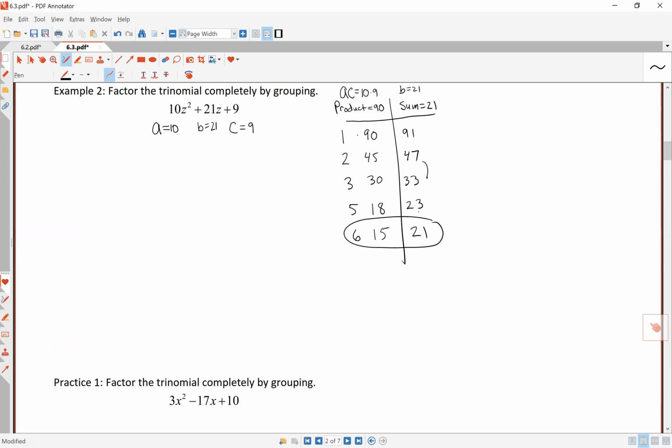Now we have to replace the 21z with the sum 6z plus 15z. We get 10z squared plus 6z plus 15z plus 9. And now we factor by grouping.